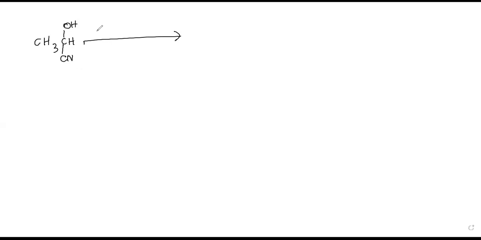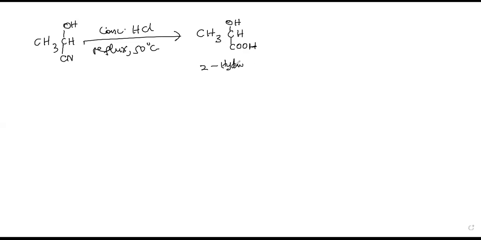So one can use conc hydrochloric acid and reflux at 50 degrees Celsius. You form the hydroxycarboxylic acid. So you form CH3, COH, then COOH, then H. So this is what we call 2-hydroxypropanoic acid. That is what we form.